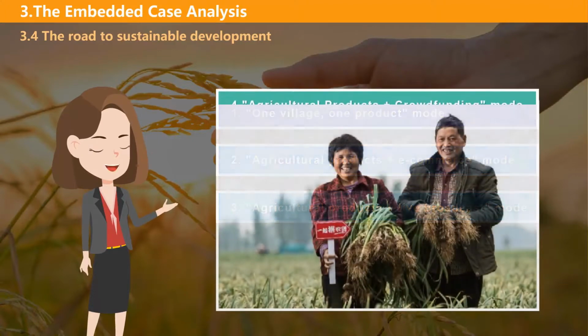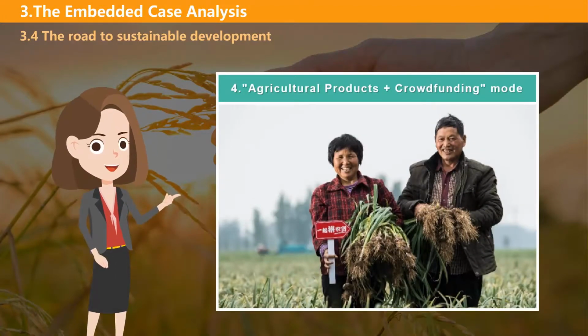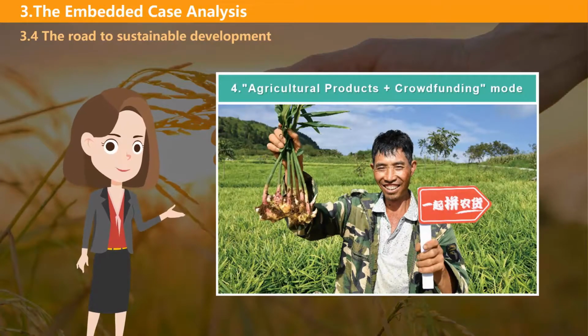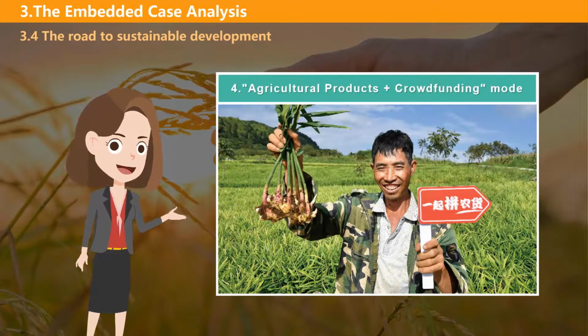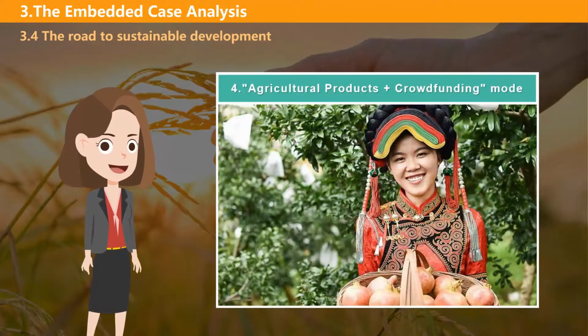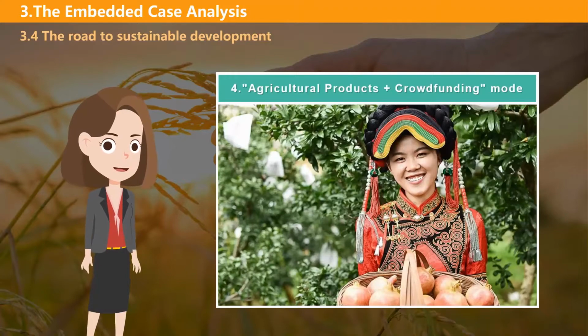4. Agricultural products plus crowdfunding modes. Agricultural products plus crowdfunding modes is a new thing, combining agriculture and crowdfunding under the wave of internet finance. In China, agricultural crowdfunding has been explained as a mode in which consumers crowd raise funds. Farmers decide to produce according to others and deliver agricultural products directly to consumers after the crops are mature.